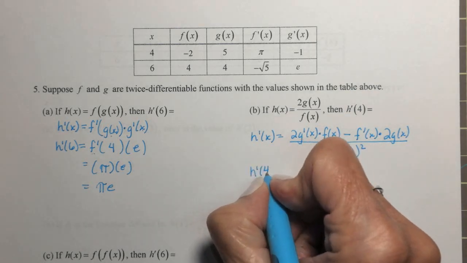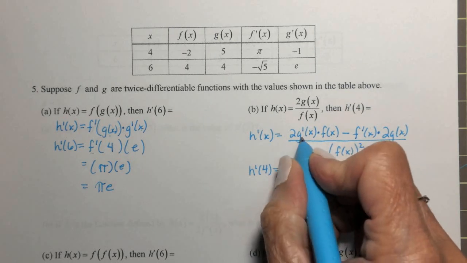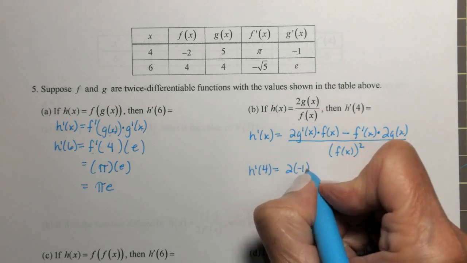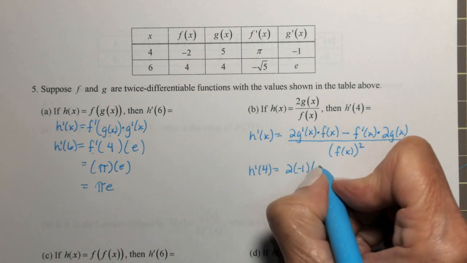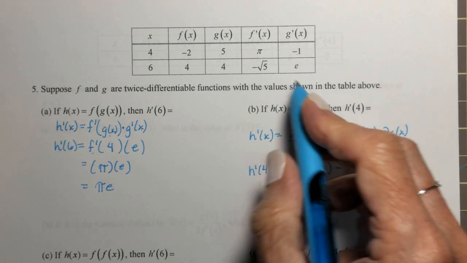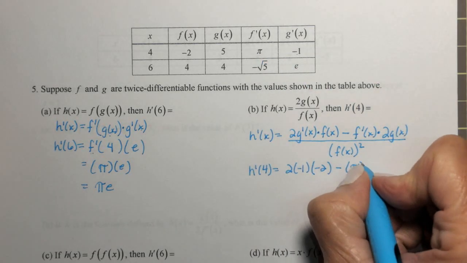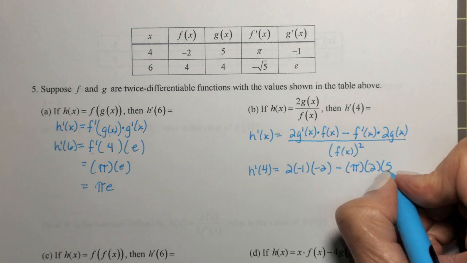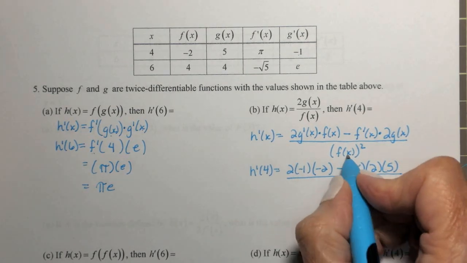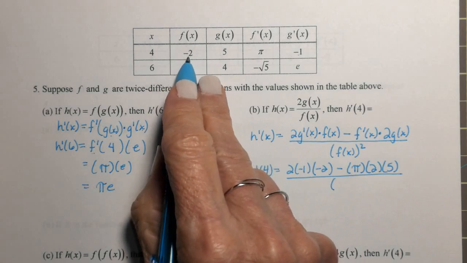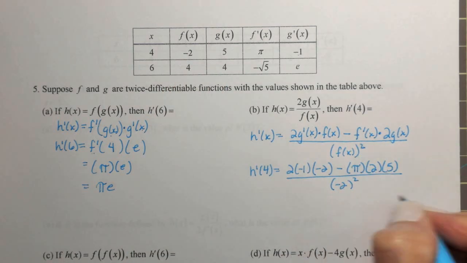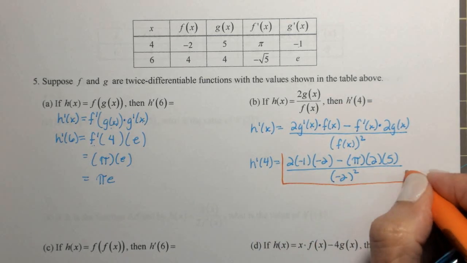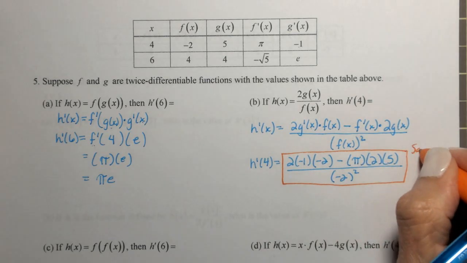And now we plug in 4 for x. G prime of 4 is negative 1. F of 4 is negative 2. F prime of 4 is pi. 2 times g of 4, g of 4 is 5, divided by f of 4 squared. So if this was a free response question, I would stop right there. That is a safe stop spot.